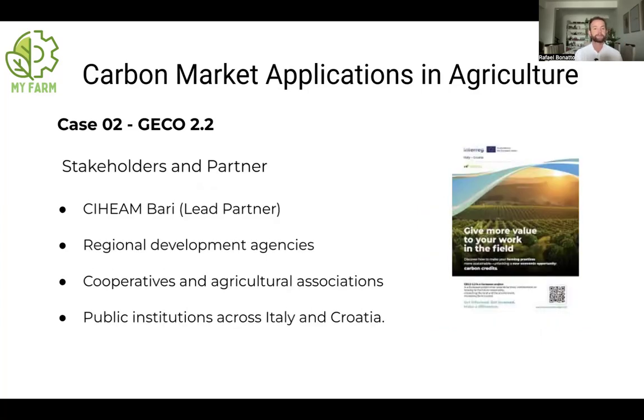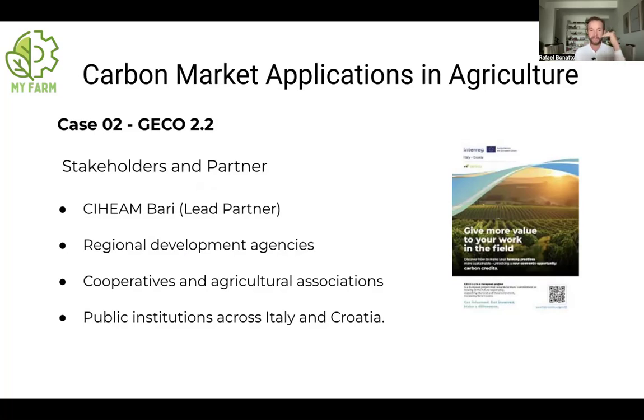Still, how do they do this? The stakeholders and partnering: they use CNR based in Bari, okay? This institution is the leading partner, leading all of these movements across Italy and with Croatian institutions. The CNR, located in Bari, Italy, is leading this. So it's a tip for you: jump on the CNR and check this GECO 2.2 project, get acquainted with it, see the next steps. And they work with regional development agencies, like I said before.